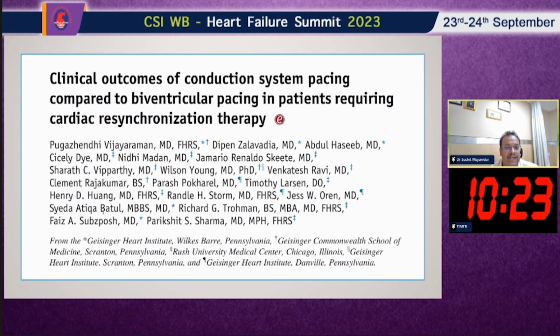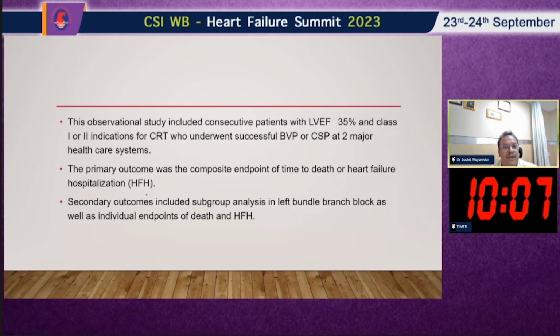So this is a recent study published in 2022. It was the clinical outcomes of conduction system pacing compared to biventricular pacing in patients requiring cardiac resynchronization therapy. This was again from Dr. Vijayaraman's group, but it was 2 centers, I think. Next slide. So it included consecutive patients with LVEF less than 35% and class 1 and 2 indication for CRT who underwent BIV pacing or CSP at 2 centers. Primary outcome was a composite endpoint of time to death or heart failure hospitalization, and secondary outcome was subgroup analysis in the left bundle branch block group as well as individual endpoints of death and heart failure hospitalization.